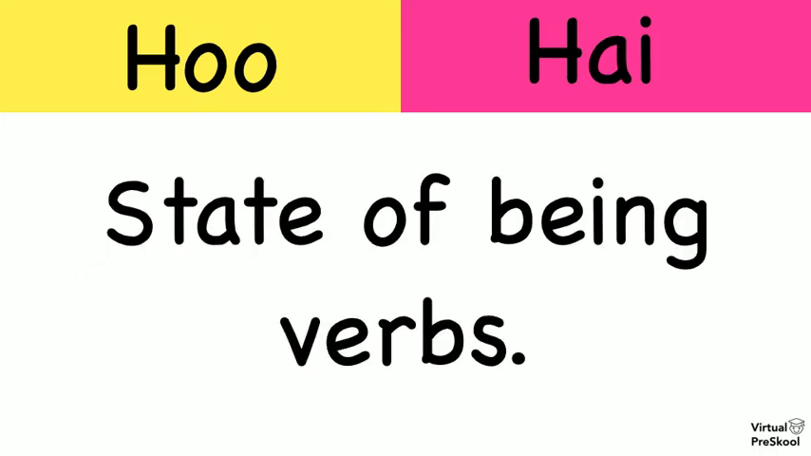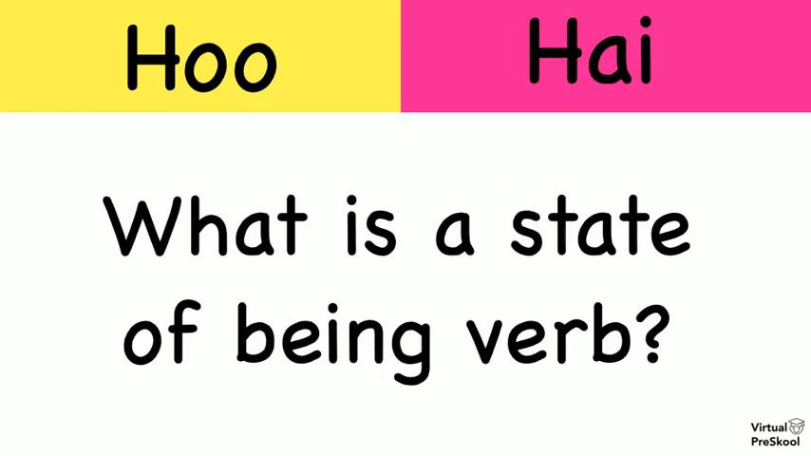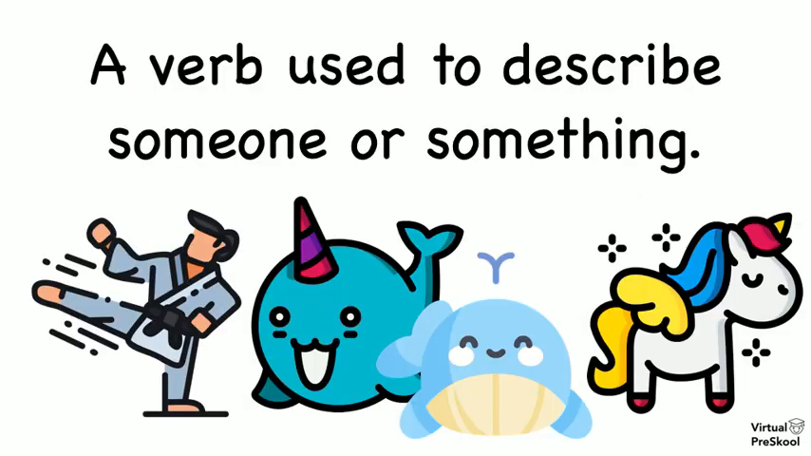Verbs are action words. But actually, not all verbs are action words. There are some verbs that are called state of being verbs. What does that mean? A state of being verb describes a person, a place, a thing, or an animal. So they're not necessarily directly action words, but they describe something.